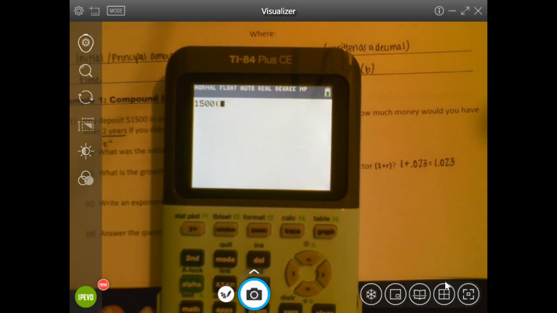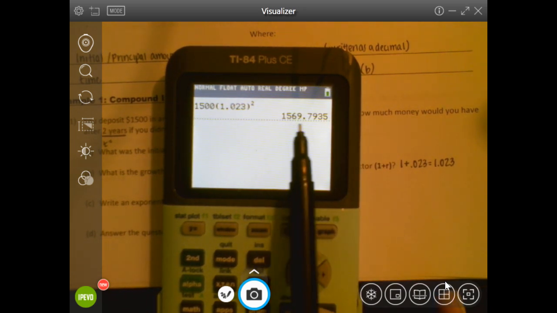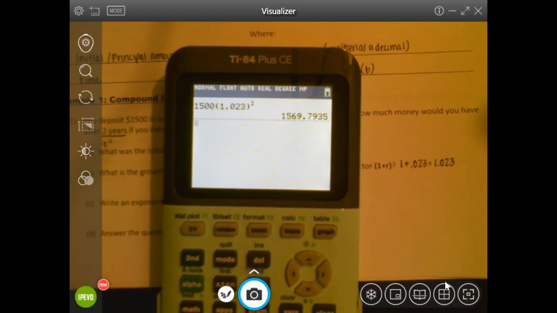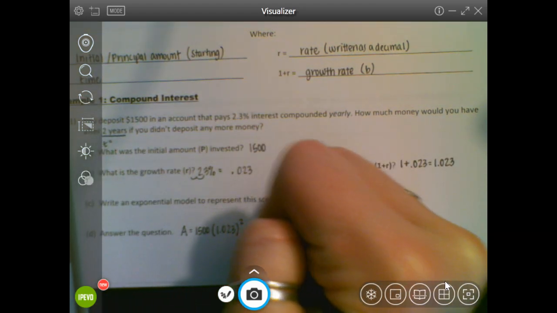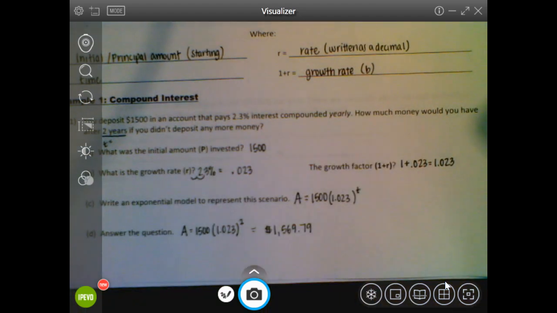So 1,500 times 1.023 raised to the second power. And if I didn't deposit any more money in the bank in that time period, this is going to be the amount that's left over or that's ending after 2 years. So it's going to be about $1,569 and about 79 cents.